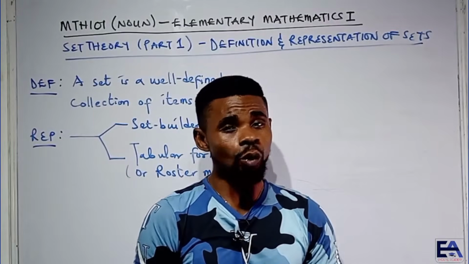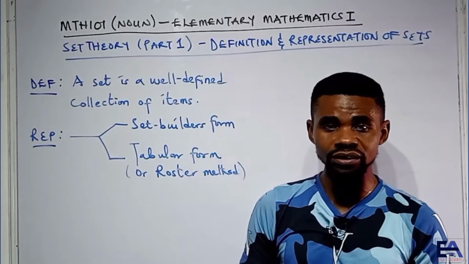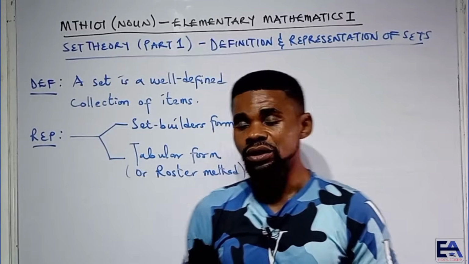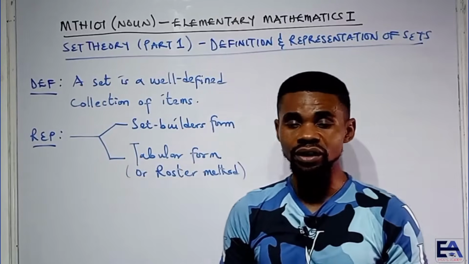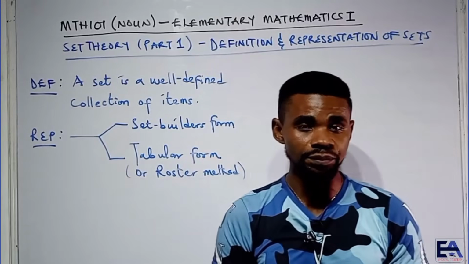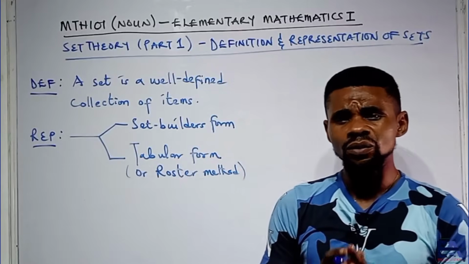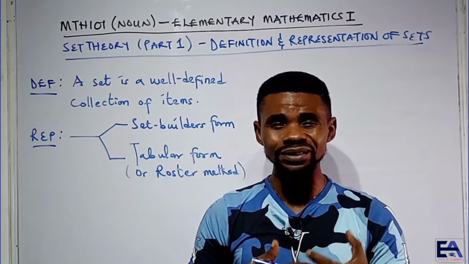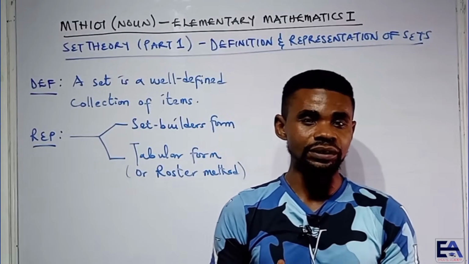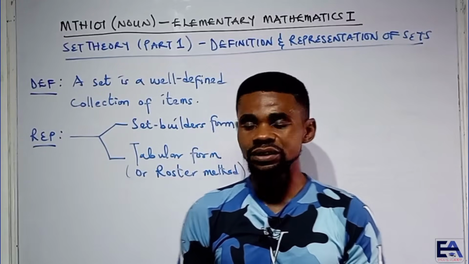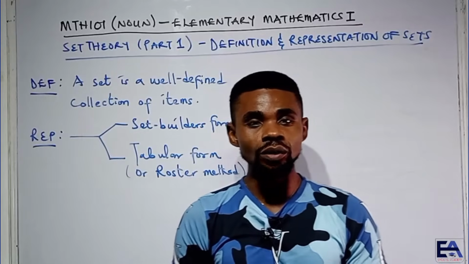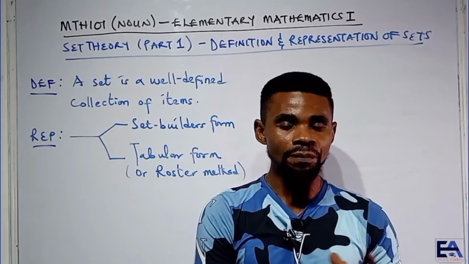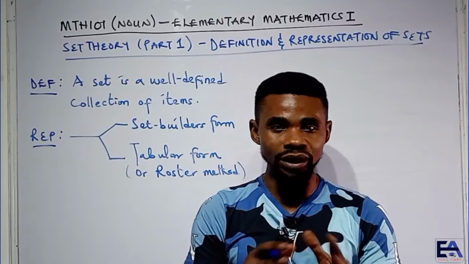Moving forward, there are two ways in which sets can be represented. The first way is what we call the set builder form, and the second way is what we call the tabular form. The set builder form of representing sets involves the use of symbols and statements to represent a set, while the tabular form involves you actually listing the elements of the set. You list them visually. I'm going to explain each of the two.